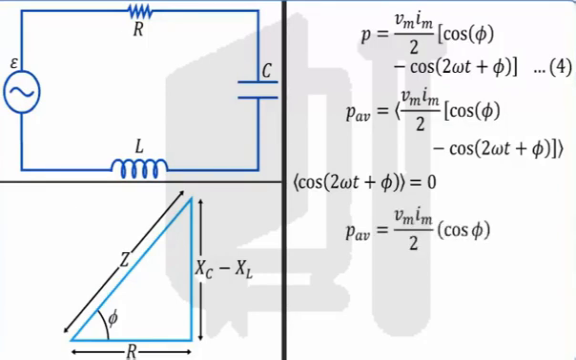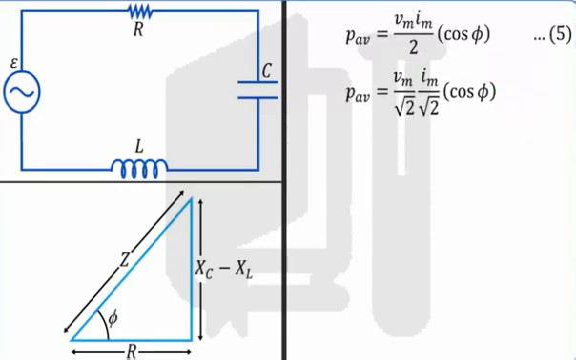The same expression can be written as Vm by root 2 into Im by root 2 into cos phi. We know that RMS values of the AC voltage and the current are given as Vrms is equal to Vm by root 2 and IRMS is equal to Im by root 2. Thus, average power dissipated PAV is equal to Vrms IRMS cos phi. Let this be equation 6.